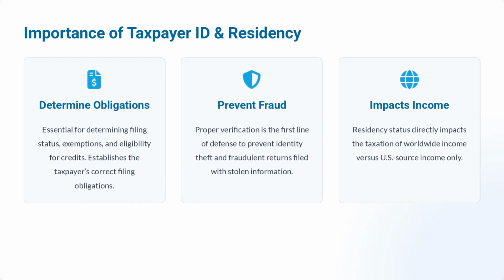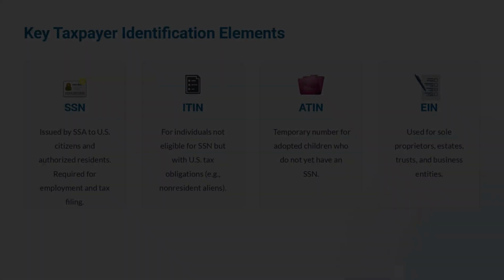Number 4. Identification and residency status affect credits. Credits like Earned Income Tax Credit, EITC, Child Tax Credit, CTC, American Opportunity Credit, AOC, and Additional Child Tax Credit, ACTC, all depend on valid social security numbers and residency rules. If identity or residency is incorrect, these credits get disallowed. So yes, identification and residency checks are not small steps. They're the foundation of everything else you do as a tax preparer.